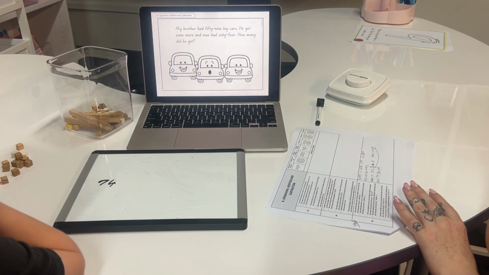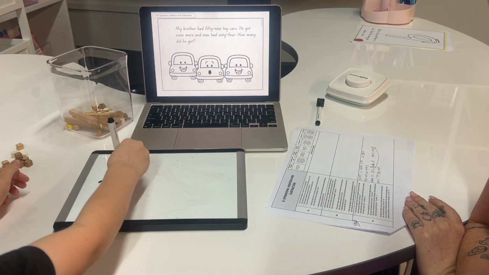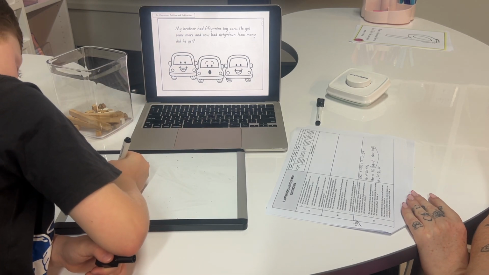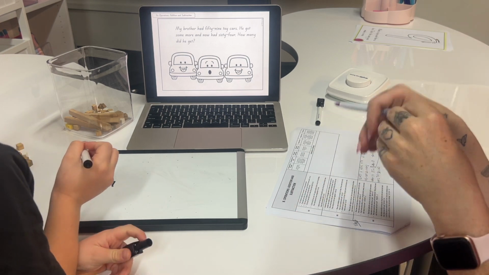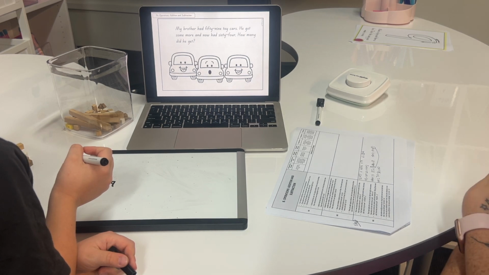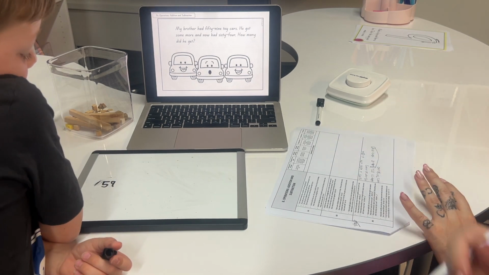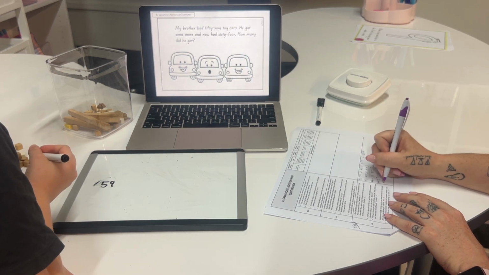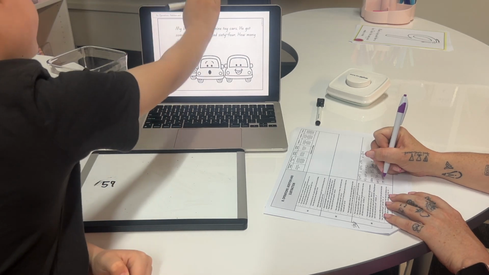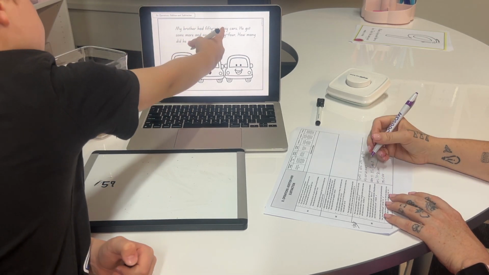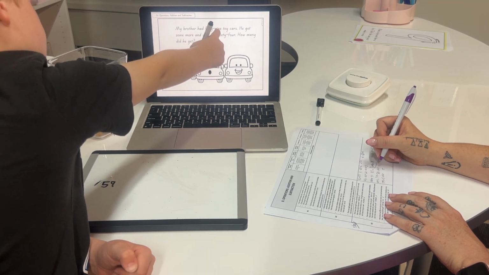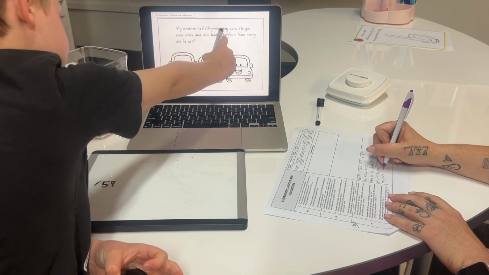So good. All right, my brother had 59 toy cars. He got some more, and now he had 64. How many did he get? 5. How'd you get that? Because there's 5, and then the 5 snapped off from the 1 snapped off there, and then so it's 64.